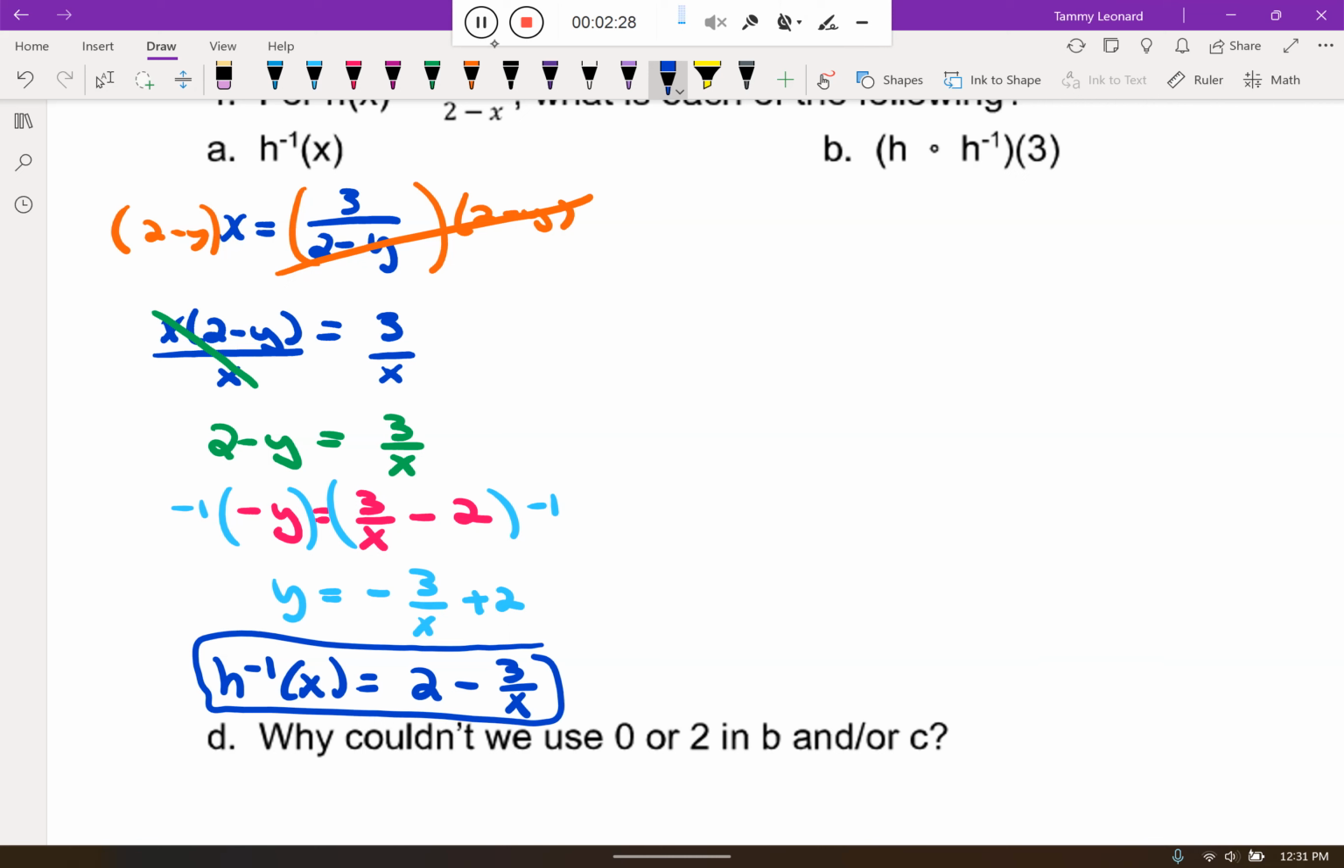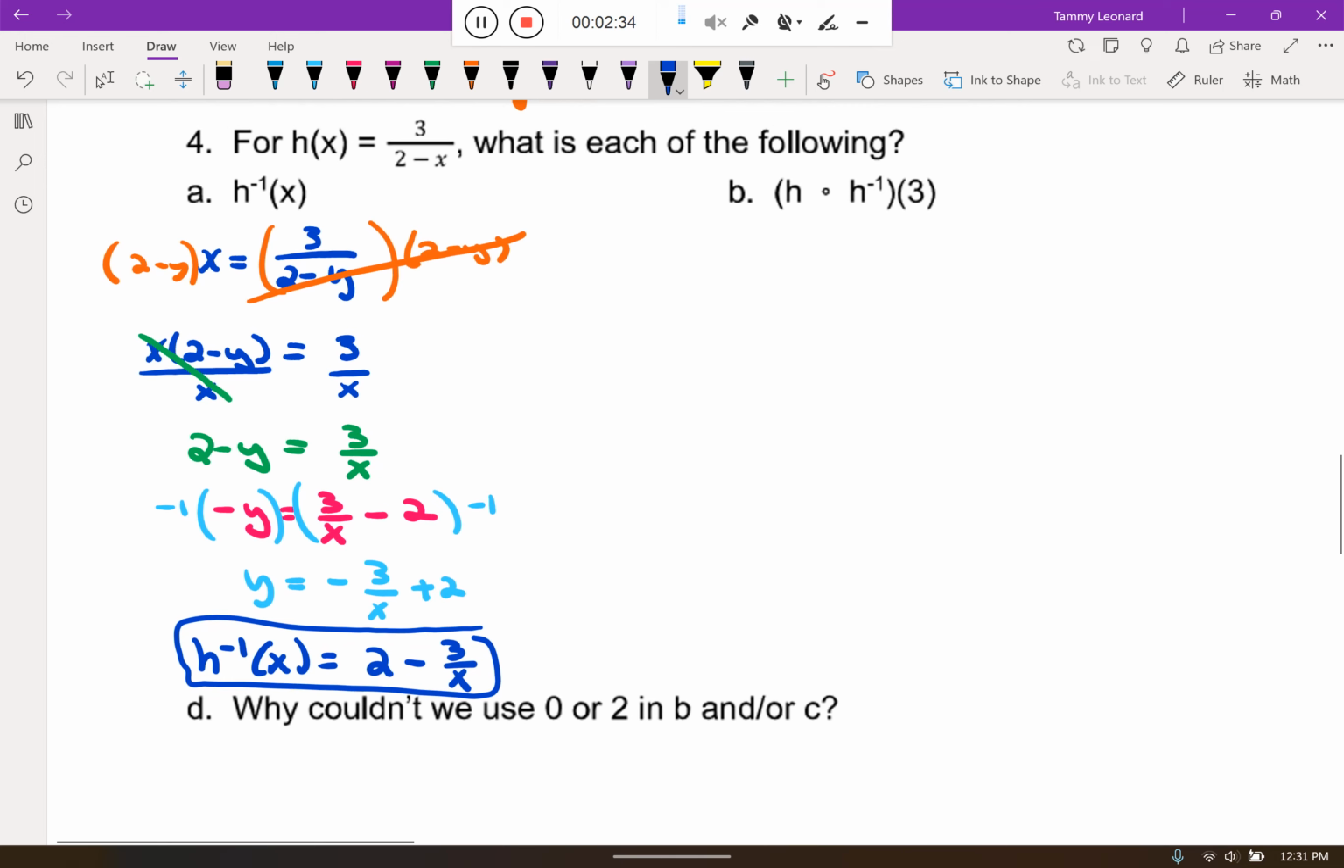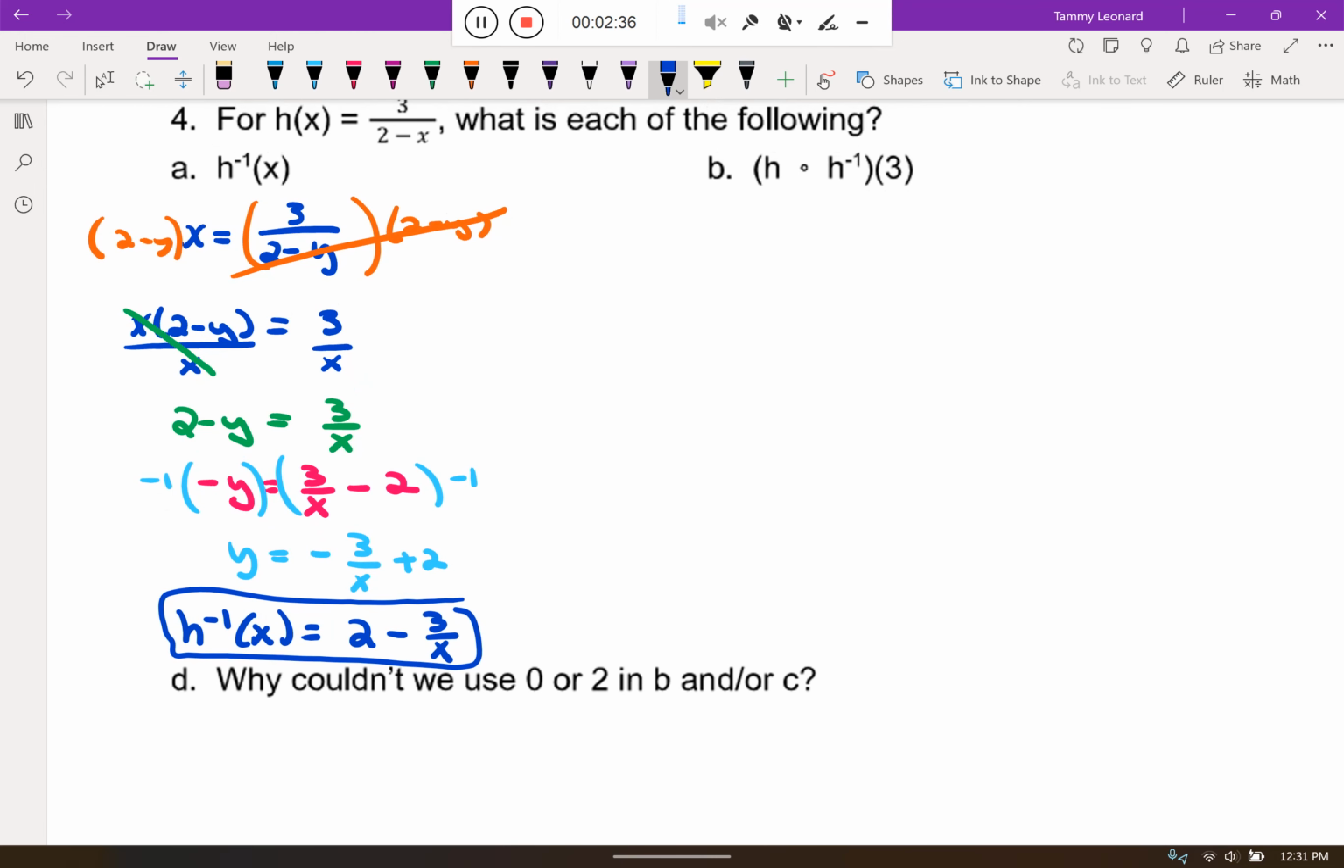Next, I'm asked to do a composition. H composition h inverse of 3. Now, if you remember, there's two different notations. This is my least favorite notation. So for myself, I tend to rewrite this when I see it in that notation that shows me that what's happening is first I have to do h inverse of 3 and then take that answer and put it into h of x. So let's do that.